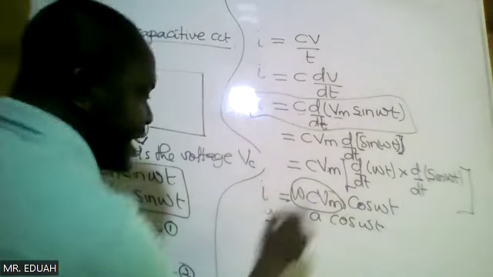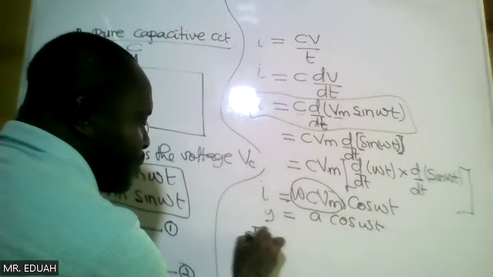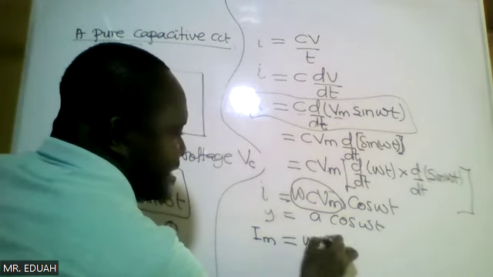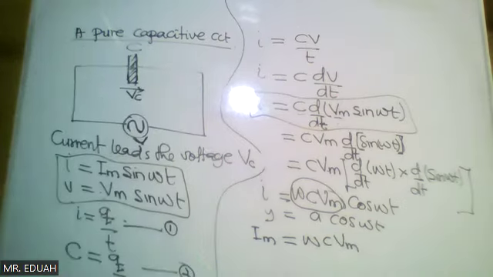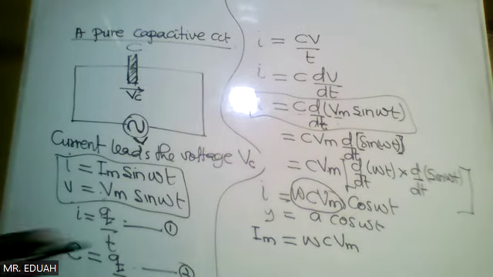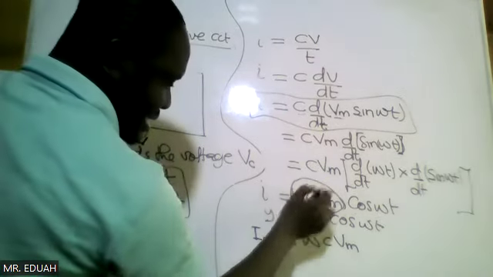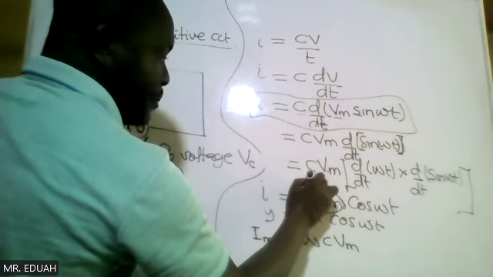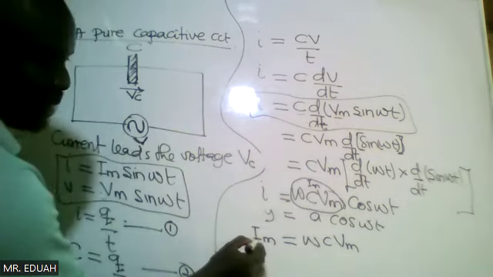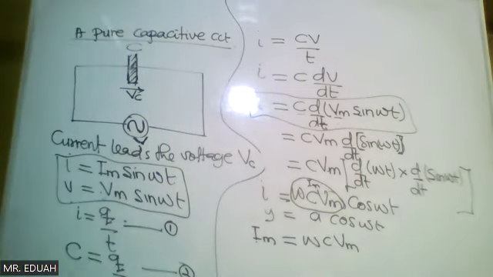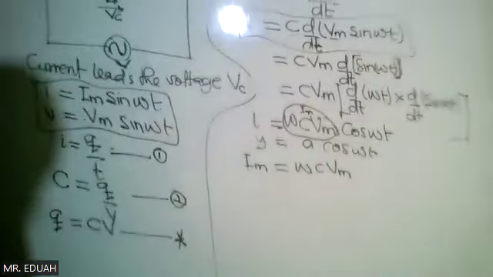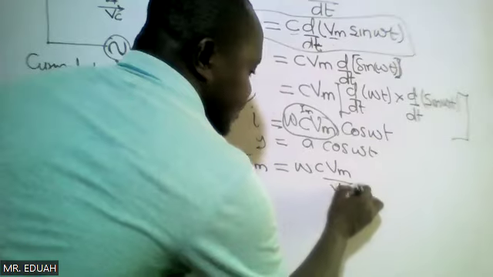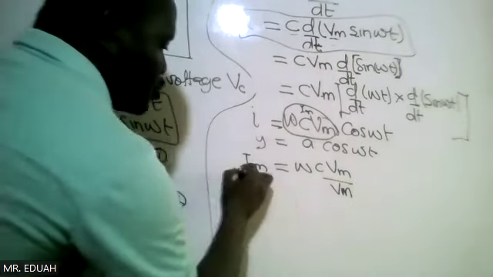So I can say that I maximum is equal to omega C V maximum. It's more or less like equating this to this. But since it's current, what is here would also be maximum current or peak current. So I maximum is actually equal to whatever I put within the bracket. Now let's divide through by Vm.